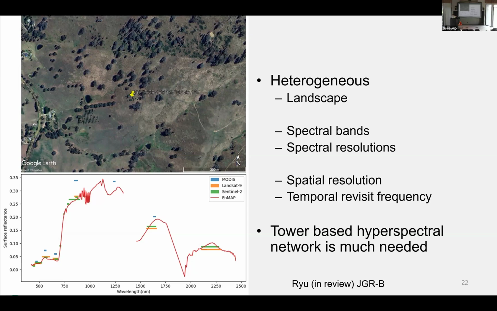For one pixel I chose, you can see EnMAP covers the full shortwave from 400 through 2500. That is the red color, the full band reflectance. And then you can see MODIS, Landsat, and Sentinel are not completely aligned. There is some difference, and there are many reasons. First, the landscape is heterogeneous. That is nature. Also, spectral bands are different, and spectral resolutions are different. And most of all, the spatial resolution is different. For example, MODIS is 1 kilometer, Landsat 30 meter, Sentinel 10 meter, and I think EnMAP is, I forgot, but I guess it is more than 60 meter. Also, temporal visit frequency is not identical. Some satellites overpass at 11 or 1 p.m., so the time is different. So I really think a tower-based hyperspectral network is much, much needed.